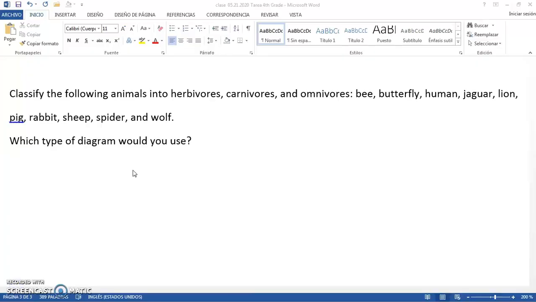Homework, tarea para 4º grado. Classify the following animals to herbivores, carnivores, and omnivores. Bee, butterfly, human, jaguar, lion, pig, rabbit, sheep, spider, and wolf. Which type of diagram would you use? Make a note out of this and then the last part of the homework.